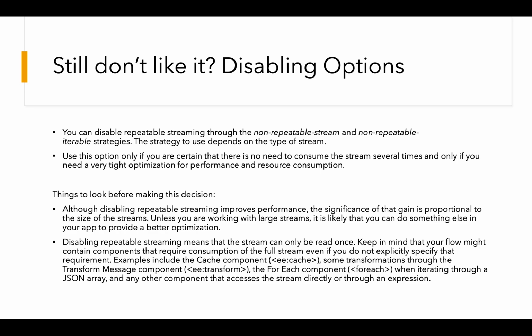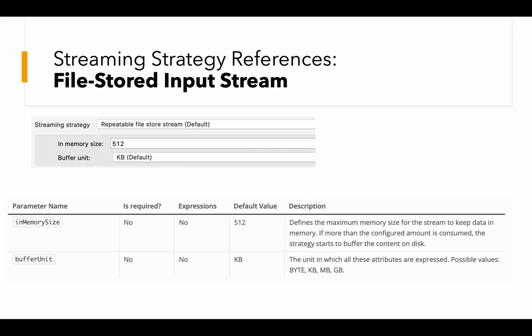So now it is referring to the other components as well. Just have a look. The cache component, some transformation through the Transform Message component, the For Each component when iterating through a JSON array, any other component that accesses the stream directly or through an expression. Now this file stored input stream. I have just shown you how we can see it, but the main description is quite catchy over here.